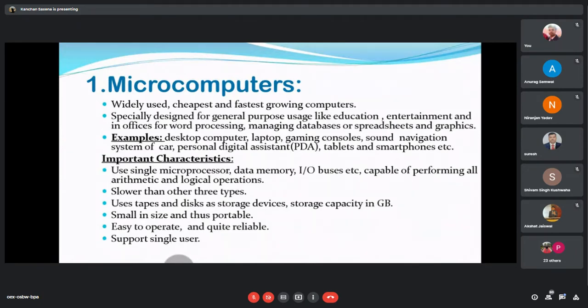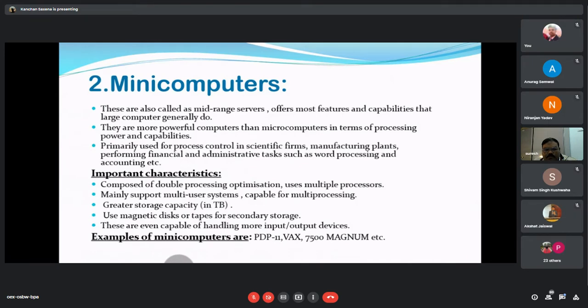Now we'll discuss a few important characteristics of microcomputers. They use a single microprocessor, data memory, IO buses, etc. They are capable of performing arithmetic and logical operations. They are slower than the other three types of computers. They use tapes and disks as storage devices. The storage capacity of these computers is in gigabytes, they are small in size and thus portable. They are easy to operate and quite reliable in terms of cost. They support single users.